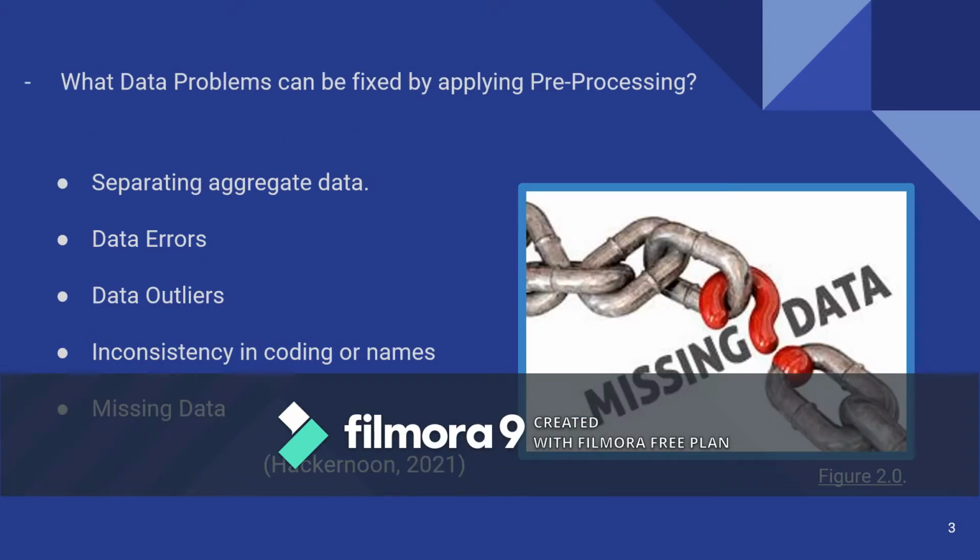Our next question that comes up is, what data problems can be fixed by applying pre-processing? Well, we found through our research that pre-processing can deal with the separation of aggregate data. It can also deal with getting rid of data errors and unnecessary outliers. Essentially, it refines data inconsistencies in naming and coding. And it also addresses the issue of missing data that may come up along the way.